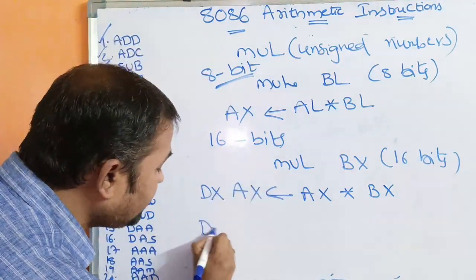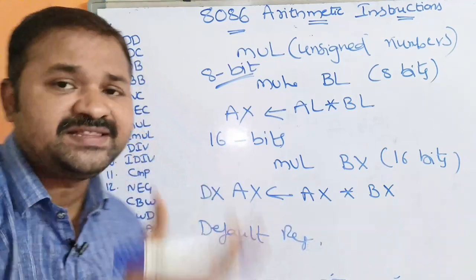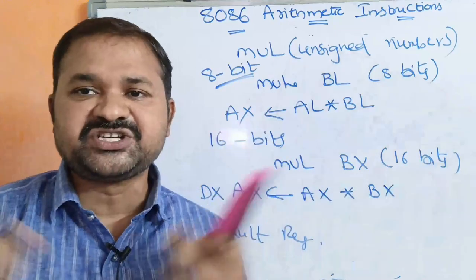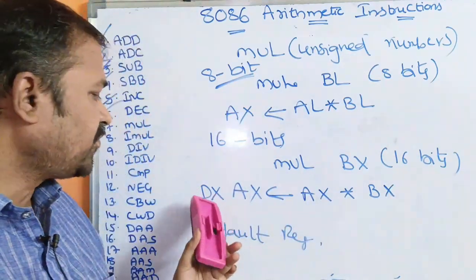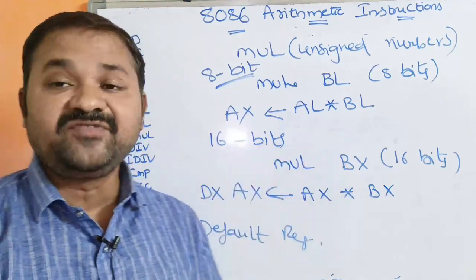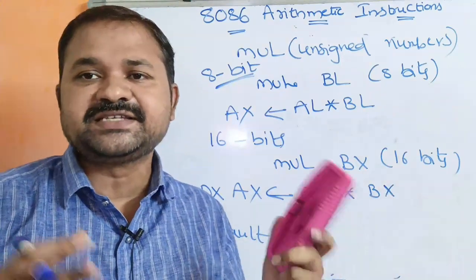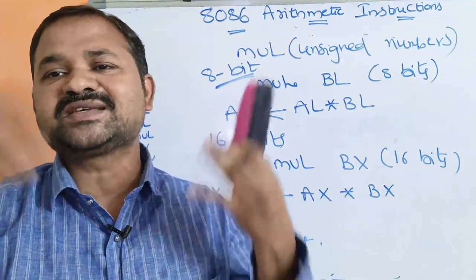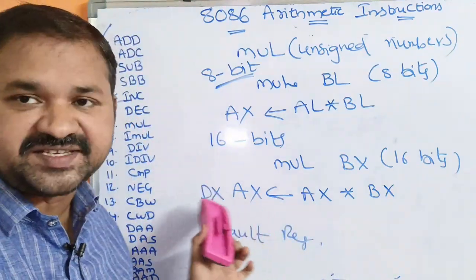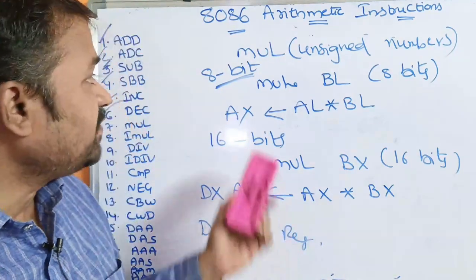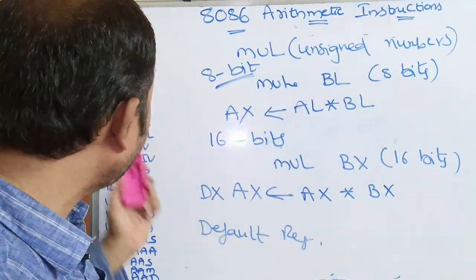Here DX is called the default register. Default register means for storing the results, if we need some other register, then automatically the DX register will be used. So in DX and AX, the result will be stored. AX size is 16 bits, DX size is 16 bits. So multiplication may produce 32 bits. In order to store 32 bits of data, we require two 16-bit registers. Okay. So this is about MUL, for unsigned numbers. And what is the next one?